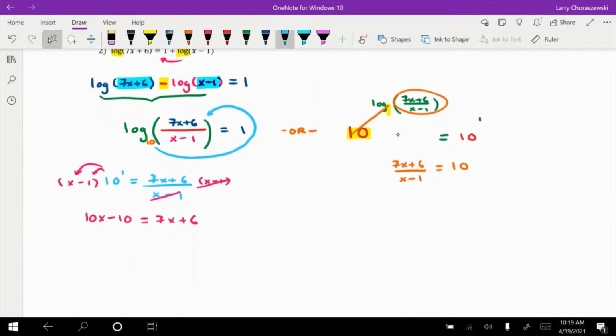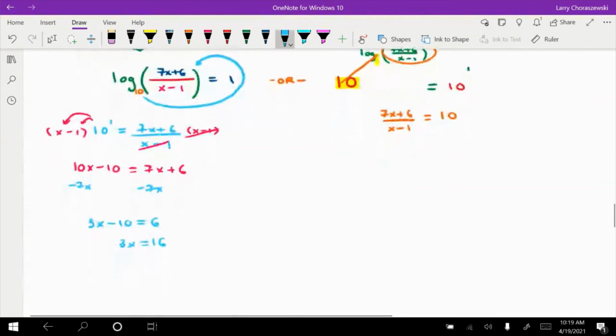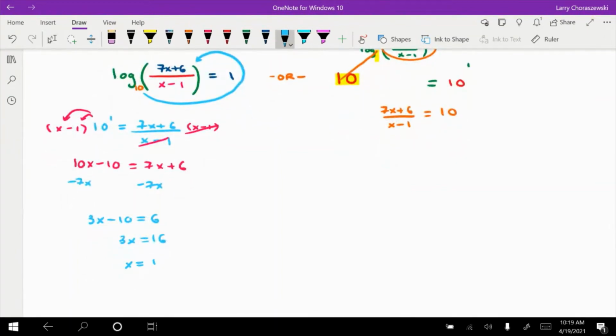Yep, you got it. So I'm going to start by subtracting 7x from each side. That'll give us 3x minus 10 equals 6. Add the 10 over to get 3x equals 16. And you guys are definitely correct. x is equal to 16 over 3. All right, the approximate answer to that would be 5.33-ish.